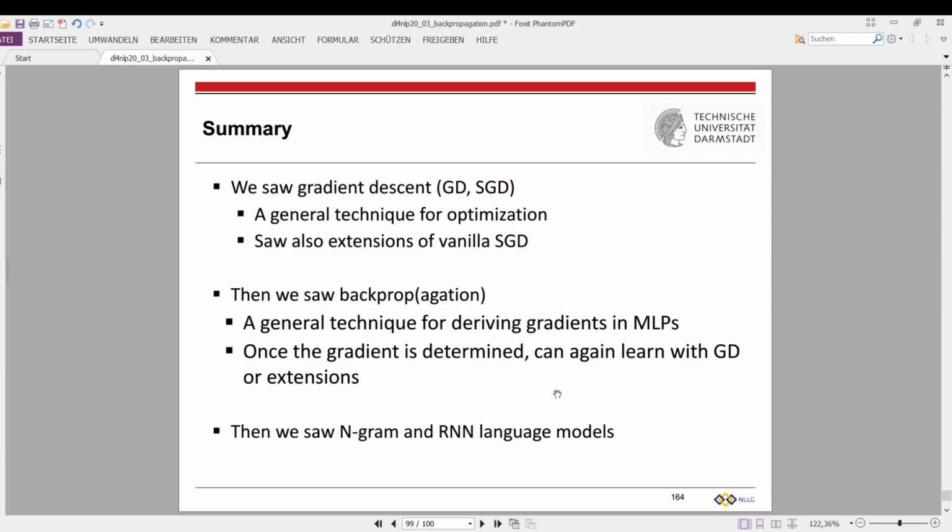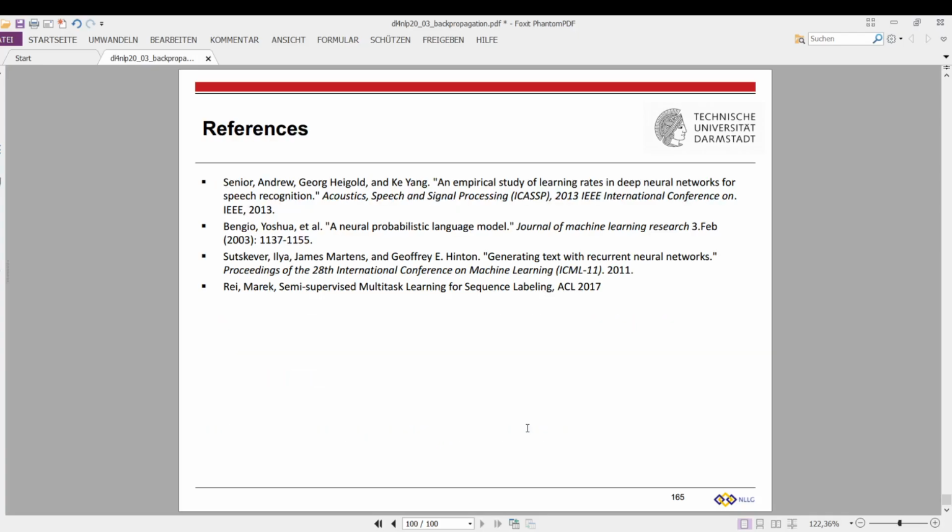After that, we came to language models, and there we saw n-gram language models. First, we saw the definition of a language model, then we saw the n-gram approximation, and we saw an RNN language model that does not make this approximation, and thus is more exact and much better in modeling language. And this concludes lecture number 3.